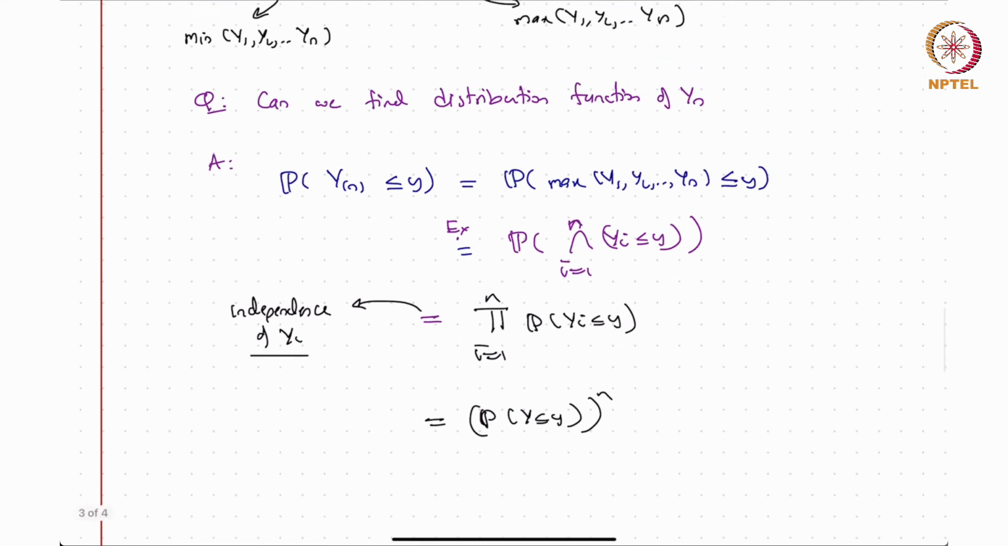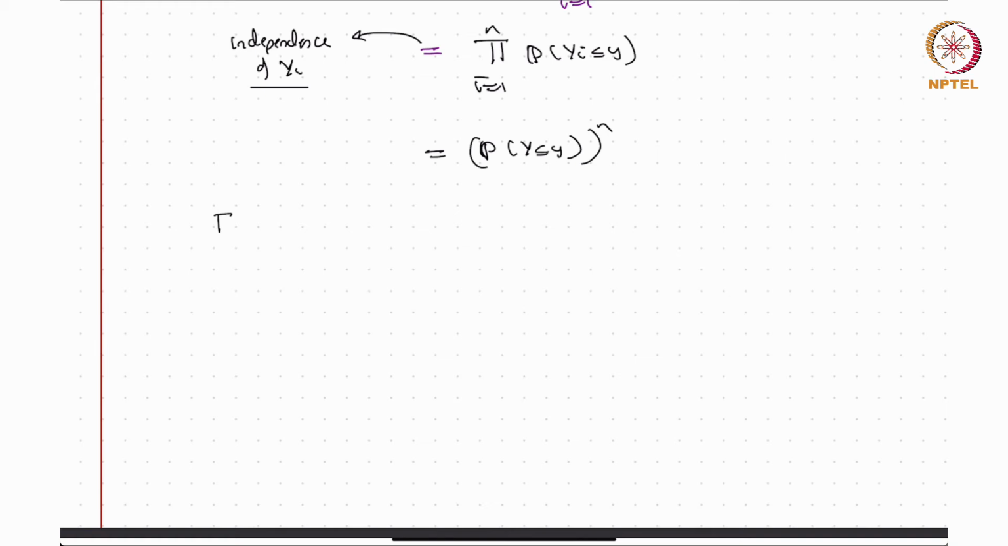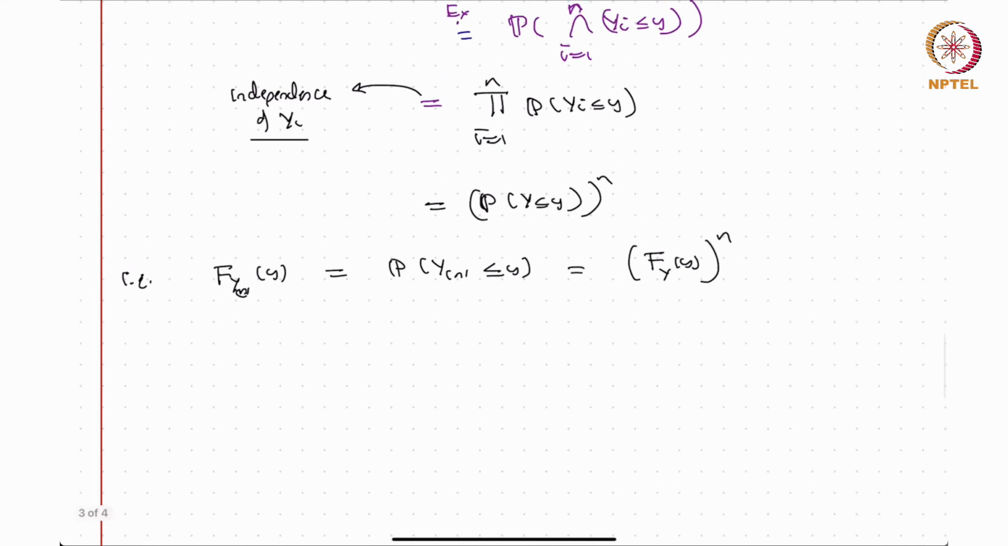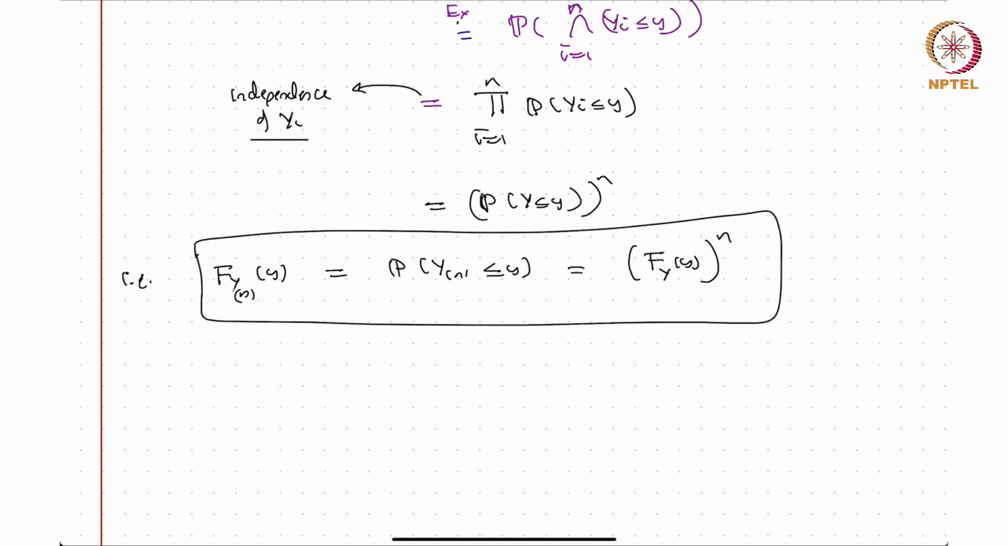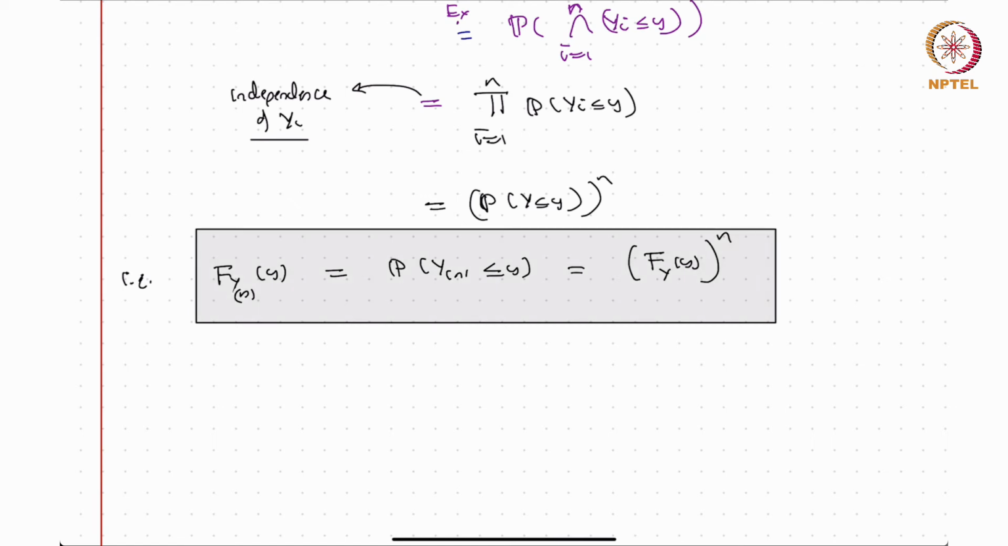So one fancy way of saying it is that if F sub yn of y is the distribution function of yn, that's the same as taking the distribution function of y and raising it to the power n. It's one nice way of understanding the distribution function of yn. So the maximum is just like an nth power of the single random variable's distribution. That's a nice answer for this distribution function.